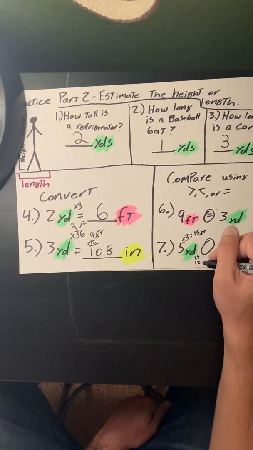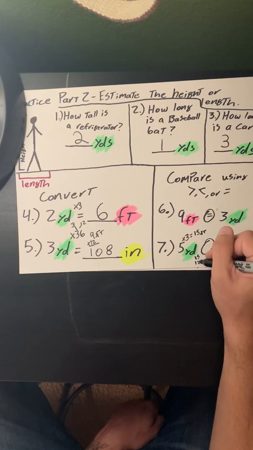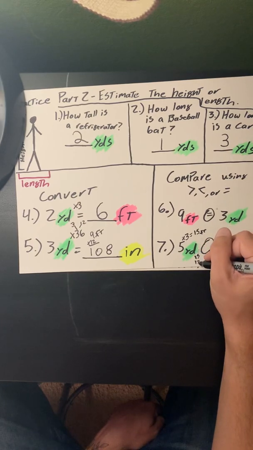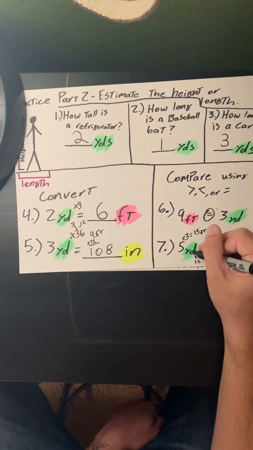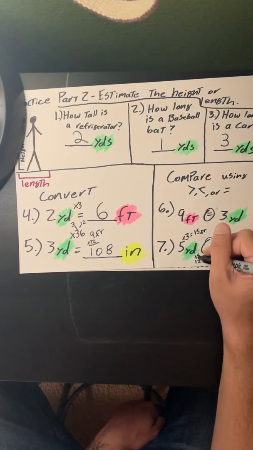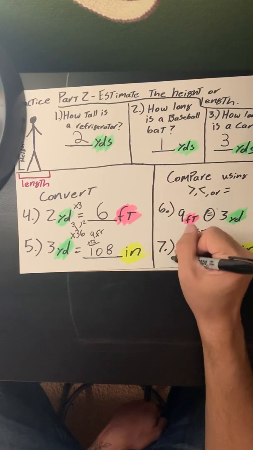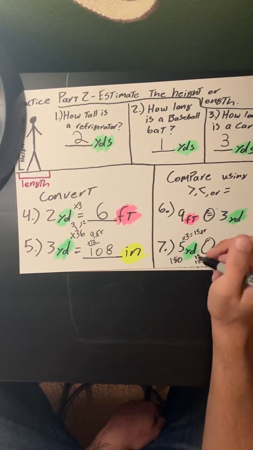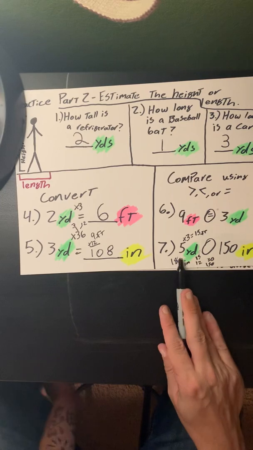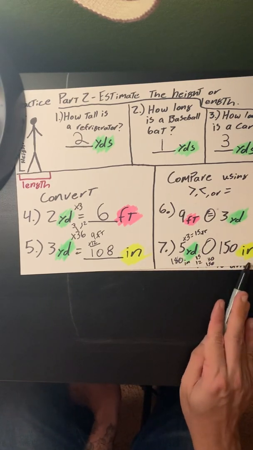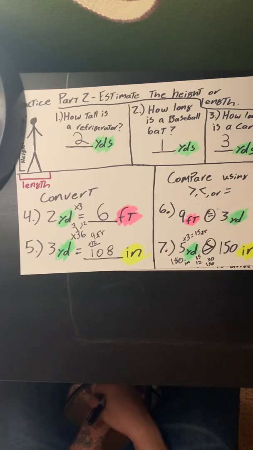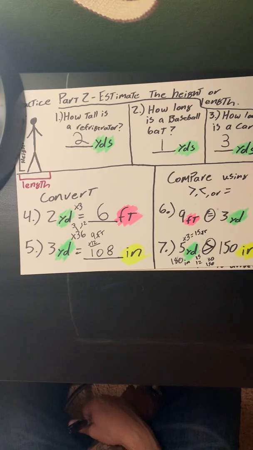I know I'm a little cramped here on the page, but I'm going to talk you through my multiplication here. If I do 2 times 5, that's 10. If I do 2 times 1, that's 20. 20 plus 10 is 30. Plus 150 puts 5 yards at 180 inches. So if I compare the 180 inches that are my 5 yards to my 150 inches, I know that 5 yards is greater. So 5 yards is greater than 150 inches.